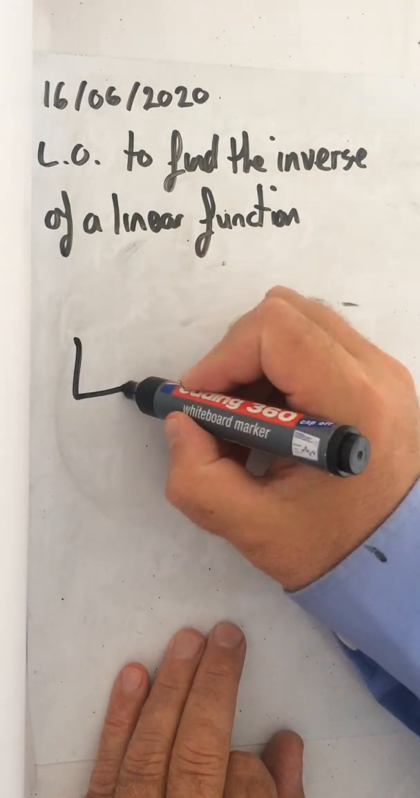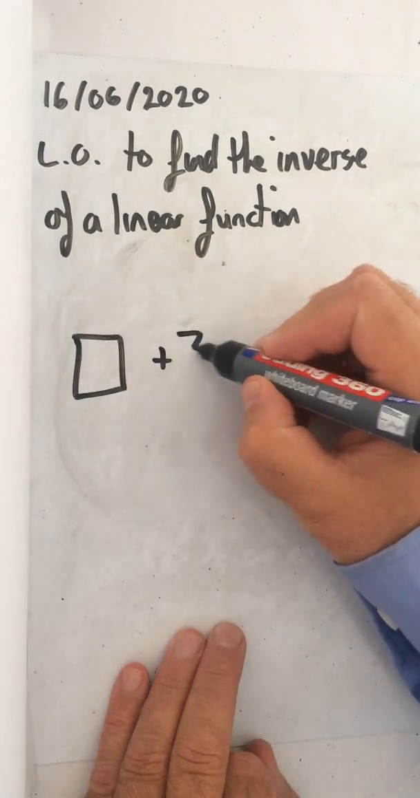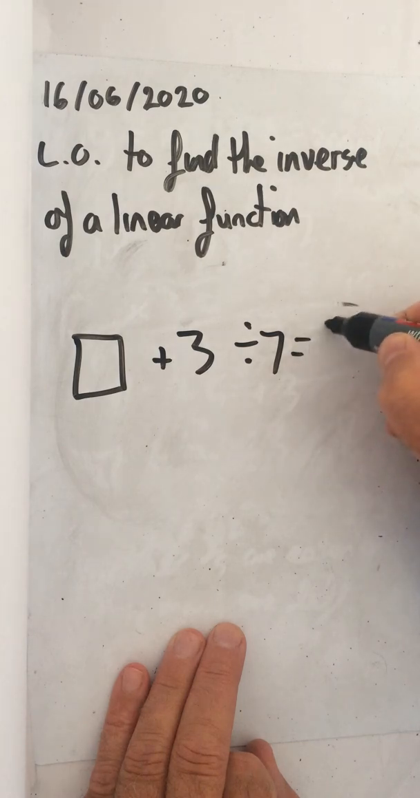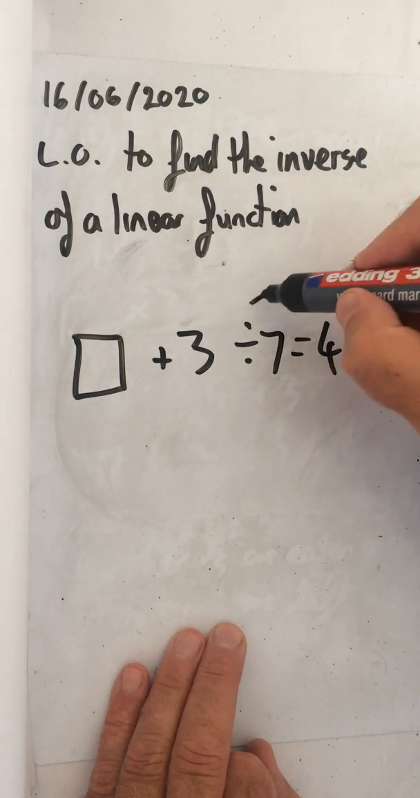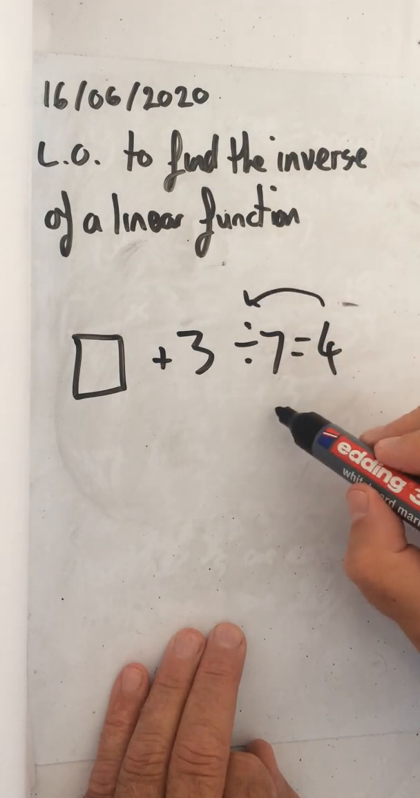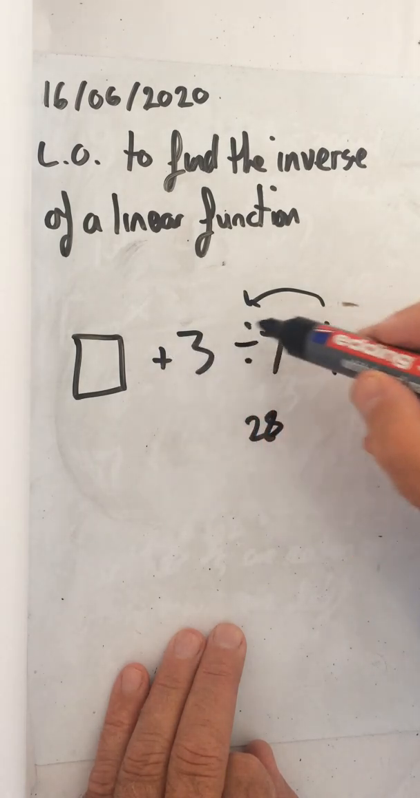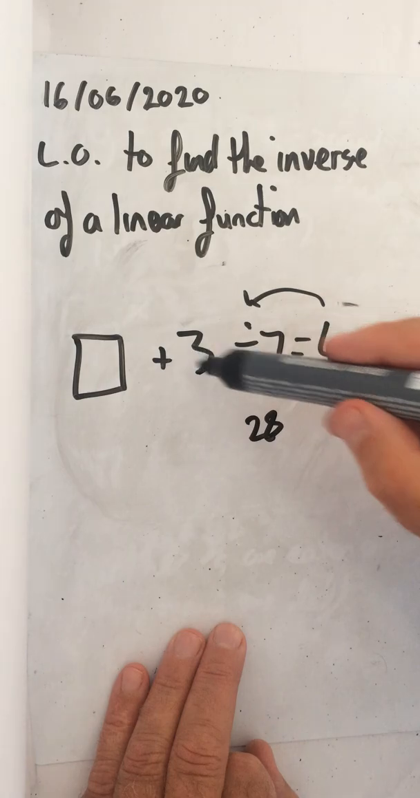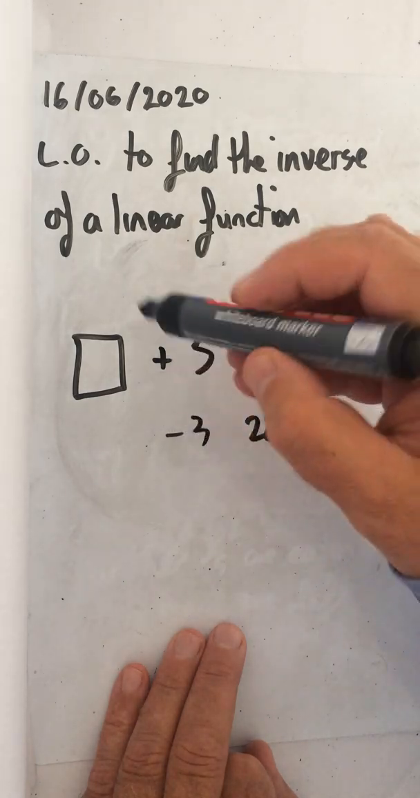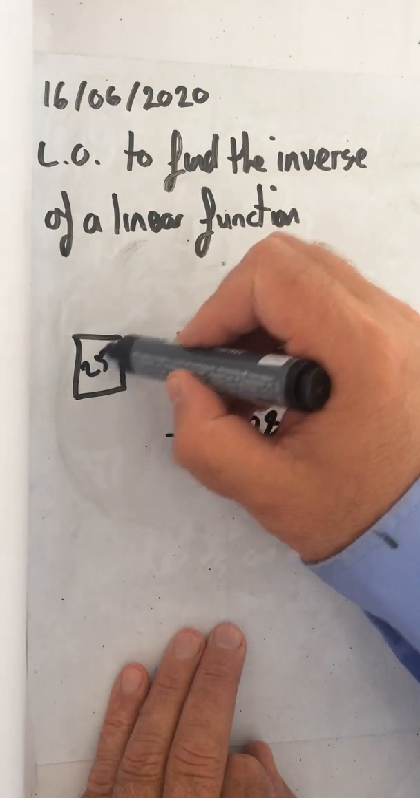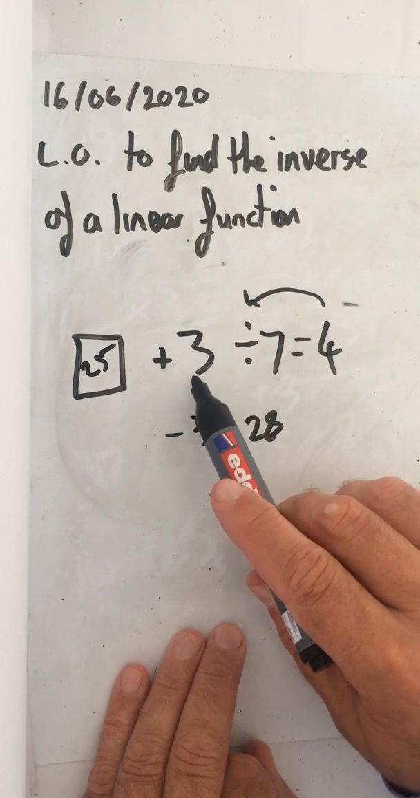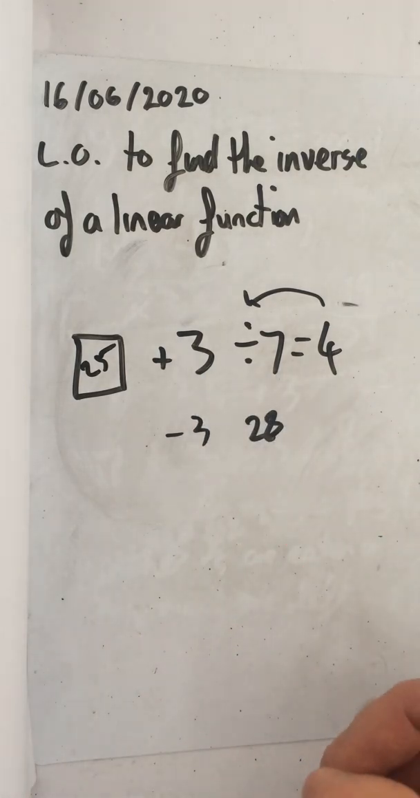Let's just do one more, because I've got one ready. Plus 3 divided by 7 equals 4. So I'm going to go here, instead of dividing, I'm going to times, so it becomes 28. Instead of adding, I'm going to subtract, okay, minus 3, and that becomes 25. Yeah, 25 plus 3 is 28 divided by 7, yeah, okay.